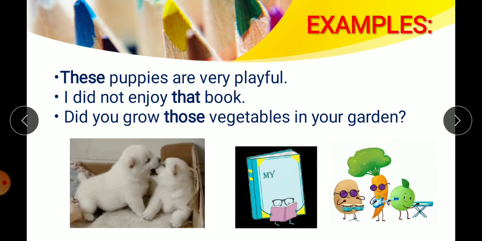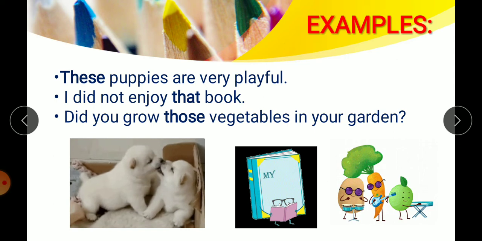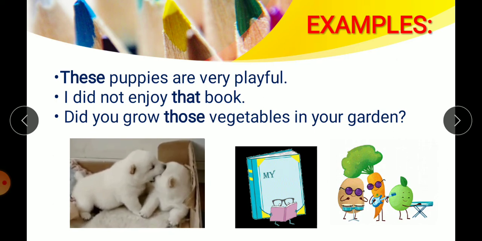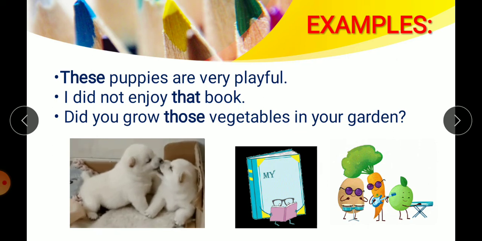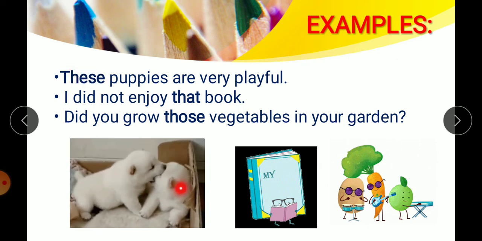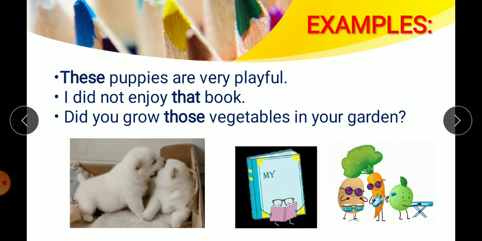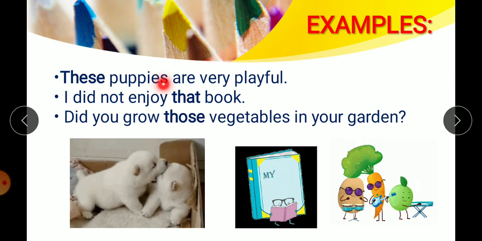These puppies are very playful. Now again we are pointing out exact puppies. हम जिन puppy की बात कर रहे हैं उनको exactly हमने point out करा है by using the word these. So these puppies are very playful. So these is a demonstrative adjective and it is followed by a noun.